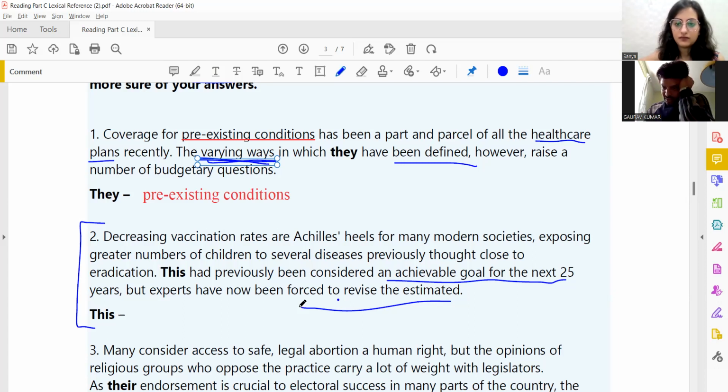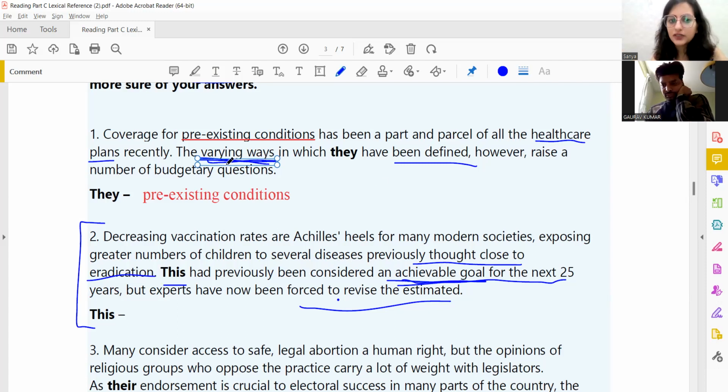I think eradication. Yes, exactly. Previously thought to be close to eradicating several diseases. So several diseases are thought to be close to eradication. So eradication had previously been considered as an achievable goal. Eradication, so this is singular. Yes, exactly. So eradication of several diseases, that was an achievable goal. So always look at this, okay? What can be an achievable goal? So use your understanding of that.